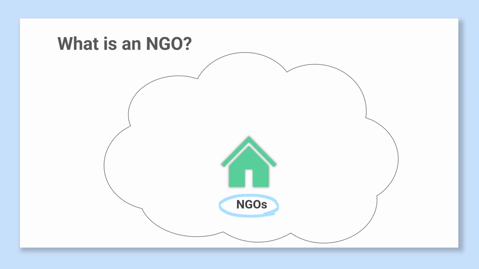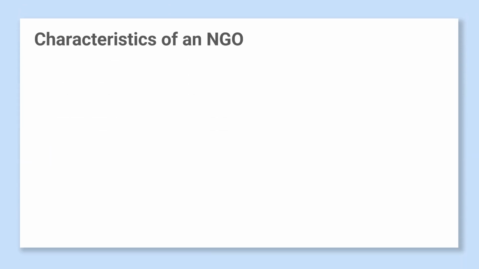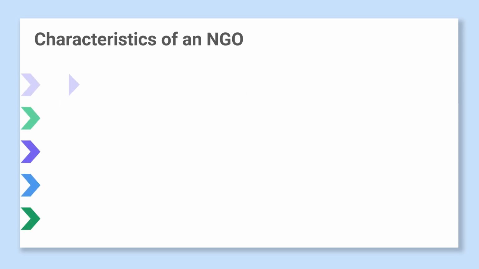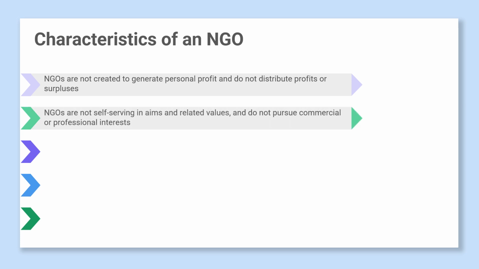In this regard, when using the term NGO, the course is referring to organizations that generally have a set of broadly defining characteristics. The characteristics used by the course for a point of reference in defining NGOs are based upon the European discussion paper, The Commission and Non-Governmental Organizations, Building a Stronger Relationship, and are as follows. NGOs are not created to generate personal profit. Although they may have paid employees and engaged in revenue-generating activities, they do not distribute profits or surpluses to members or management. NGOs are not self-serving in aims and related values.